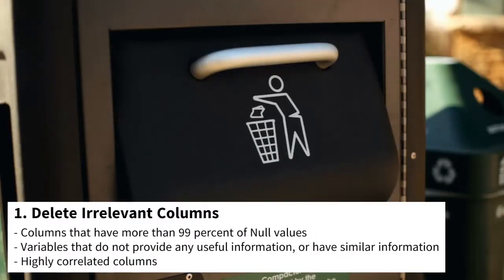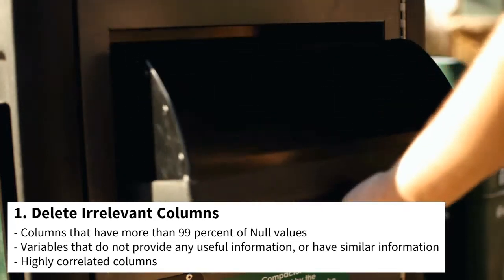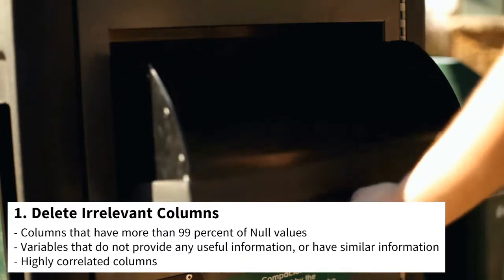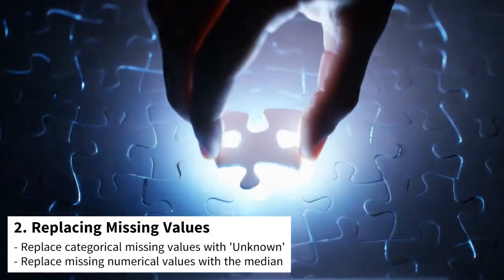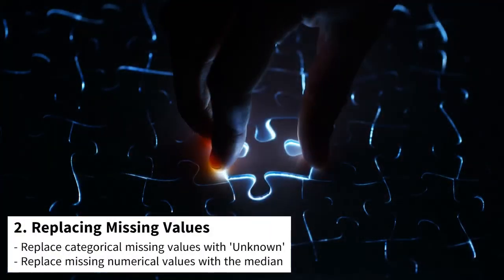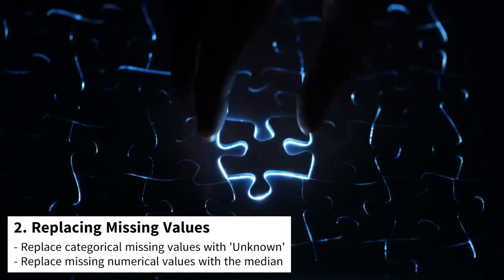The first step in data preparation is to delete columns that are considered irrelevant in the dataset, such as columns that have more than 99% of null values. This also includes variables that do not provide any useful information or have similar information, and highly correlated columns. The second step is to replace missing values in columns with less than 99% of nulls.